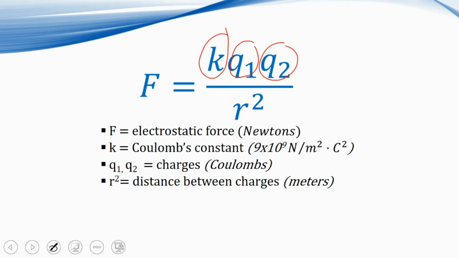Now, the R is the distance between the charges. Please do not confuse this R with radius that you usually see in geometry classes. Obviously, they're both measuring a distance, right? But here, we're not talking about the radius. We're talking about the distance between the two charges, the two particle charges that we're looking at here. And it's measured in meters. And that is squared, okay?